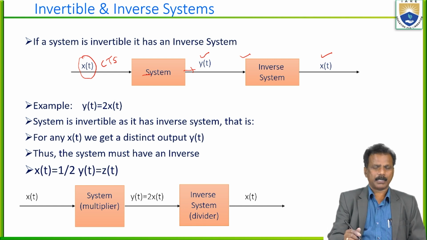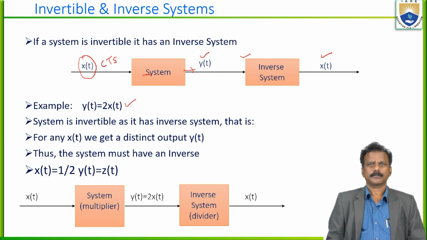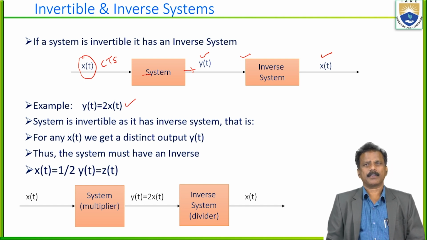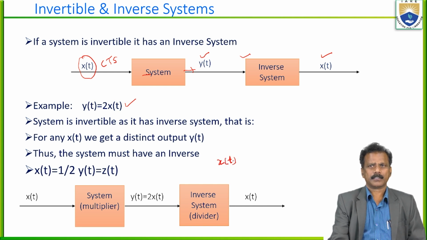Mathematically, we will represent it as y of t is equal to 2 into x of t. Okay, this is in terms of invertibility. Here the system is invertible as it has an inverse system. That is, for any x of t, we get a distinct output y of t. Thus, the system must have an inverse. Here you can represent it mathematically, where x of t is equal to 1 by 2 and y of t is equal to z of t.